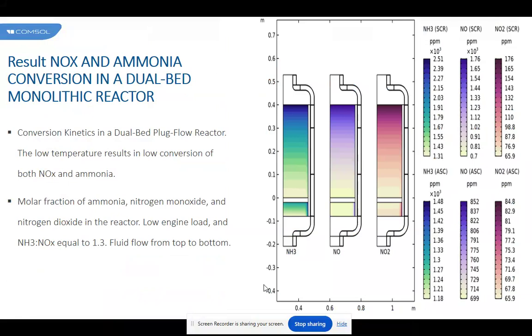Results of nitric oxide and ammonia conversion in a dual bed monolith reactor. Conversion kinetics in a dual bed plug flow reactor. The flow and temperature result in low conversion of both nitric oxide and ammonia. Molar fraction of ammonia, nitrogen monoxide, and nitrogen dioxide in the reactor. Low engine load and NH3/NOx equals 1.3, fluid flows from top to bottom.